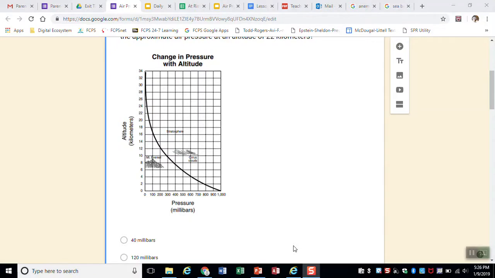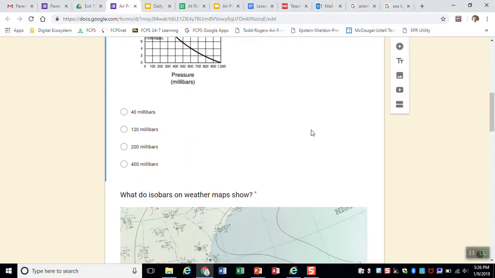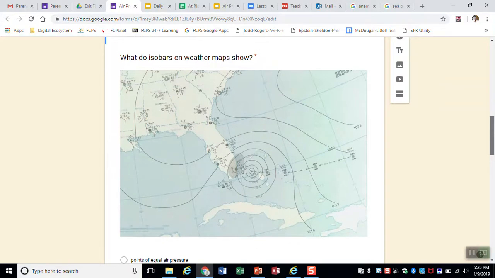Here's the exit ticket from today. So when you take a look at this question, this is asking you, what is the air pressure when the altitude is 22 kilometers? So you have to go to 22 kilometers, you hit this line right there, and you go straight down. You know the answer has to be between 0 and 100, so the only possible answer was 40 millibars. Most of you did okay on that question.